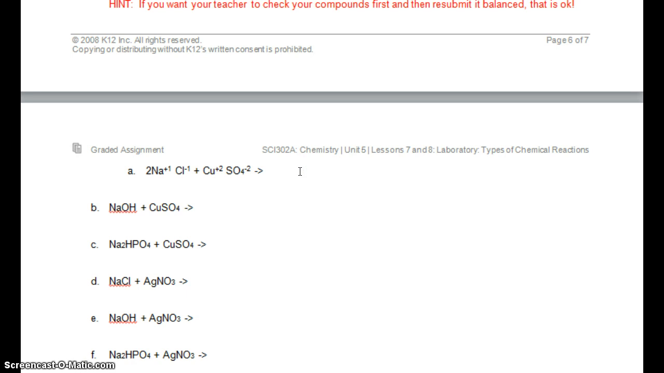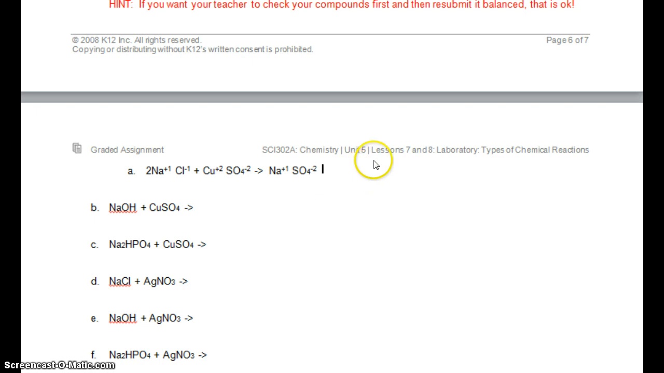And now let's make our products. So which one is the Na going to go with? Well, it's already with the chlorine, so it's not going to be with the chlorine on this side. Is it going to go with the copper or the sulfate? Well, it's +1. So positives are attracted to negatives, so it's going to go to the sulfate.